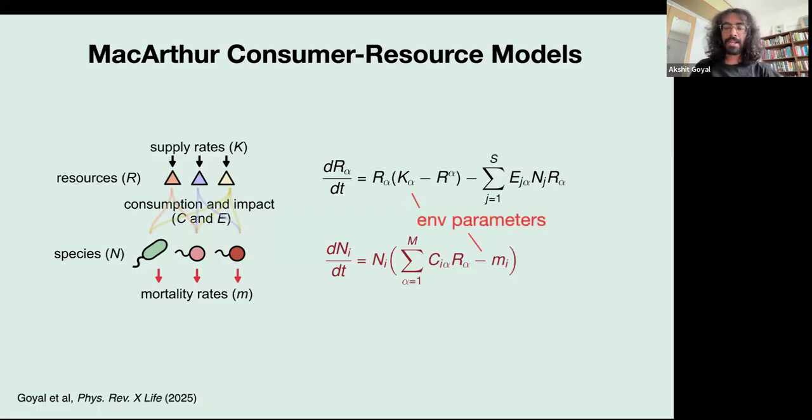Just to orient ourselves, the environmental parameters that we're going to think about here are these two things. We're going to think about the supply rates of different resources, K alpha, and the mortality rates, or how harsh the environment is, in terms of m i. And when we ask about the response of different things in the ecosystem, we're going to care about how species abundances change and also how resource abundances change. So those are our response variables.